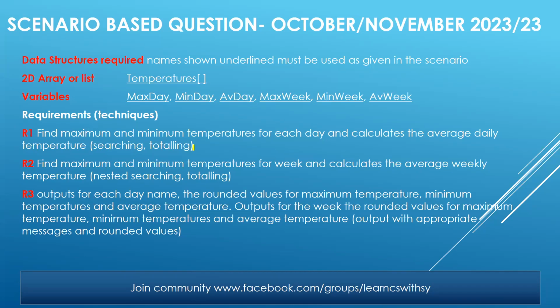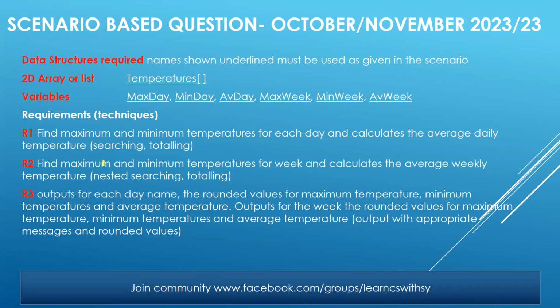Requirement: find maximum and minimum temperature for each day and calculate the average daily temperature. For that, you will definitely need some sort of searching, and you will be totaling. Definitely for average, you always need a total. Find maximum and minimum temperatures for the week and calculate the average weekly temperature. For that, you need a nested loop. If you have used it accurately, you will definitely be meeting the second requirement. And definitely for average, we need a total.